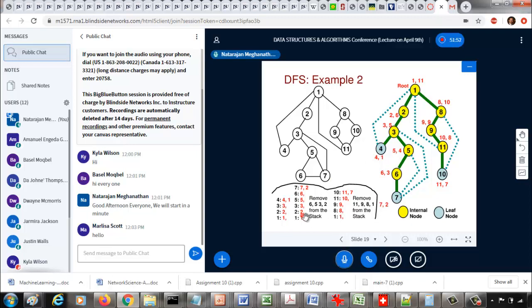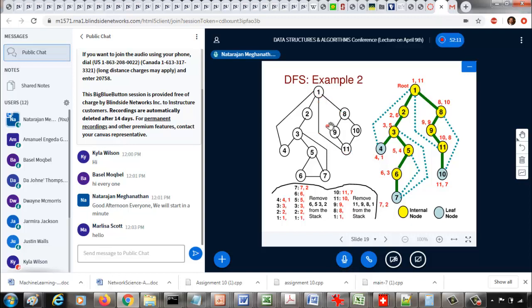So the top of the stack has vertex 2. So again we cannot go anywhere else from vertex 2. So we pop out vertex 2, that's the sixth vertex to be popped out. The top of the stack now has 1. Now from 1 we have 2 unvisited neighbors. You can either go to 8 or 11.